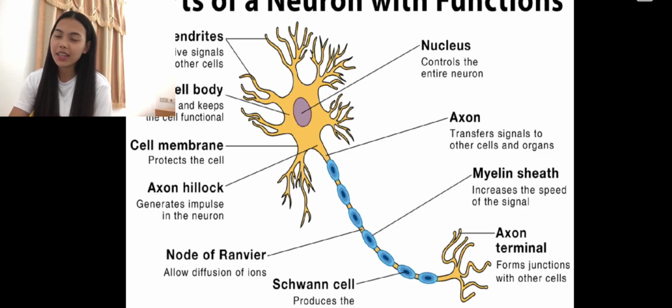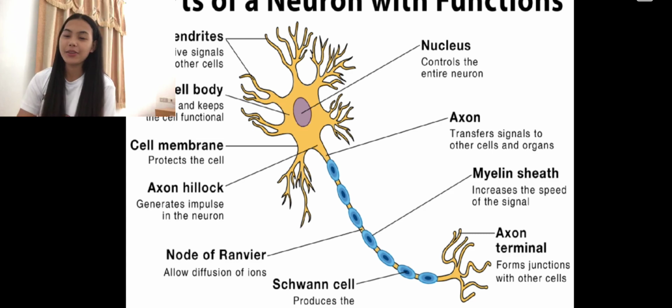Today I will be discussing the functions of neurons. First, we have dendrites. Dendrites receive signals from other cells. Second, we have the cell body, which organizes and keeps the cell functional. The cell membrane protects the cell. The nucleus controls the entire neuron.